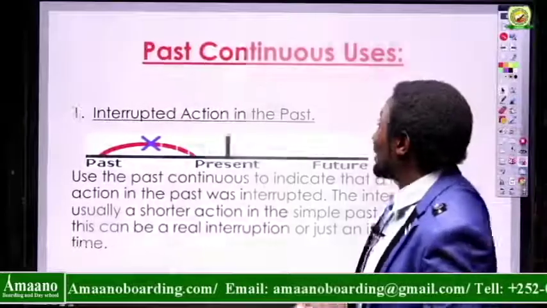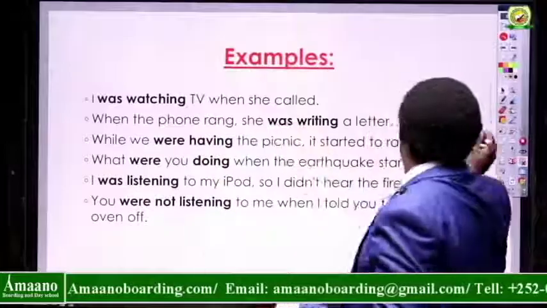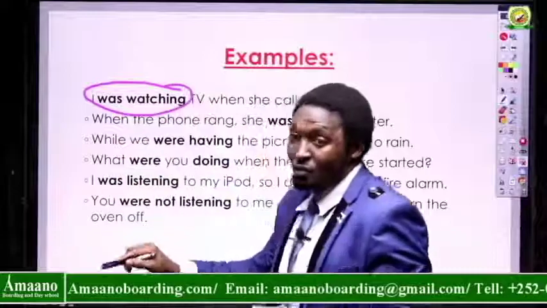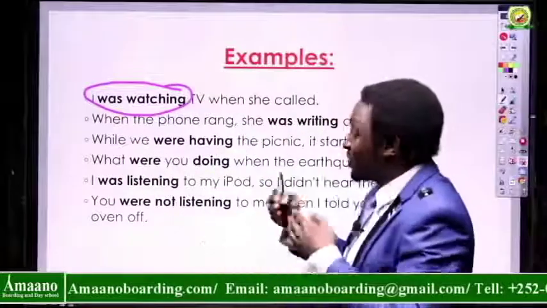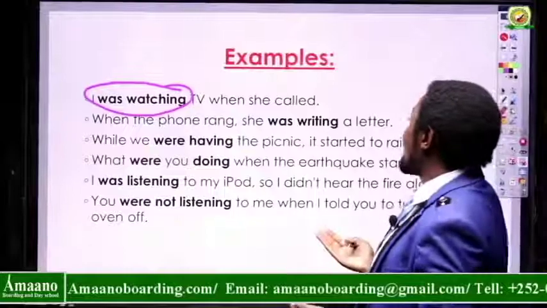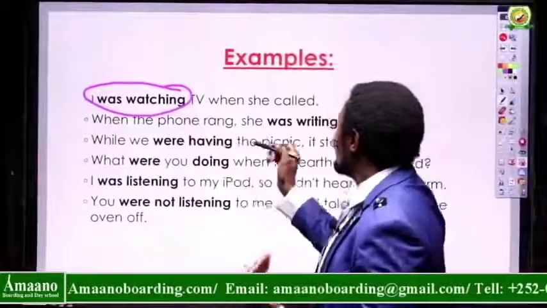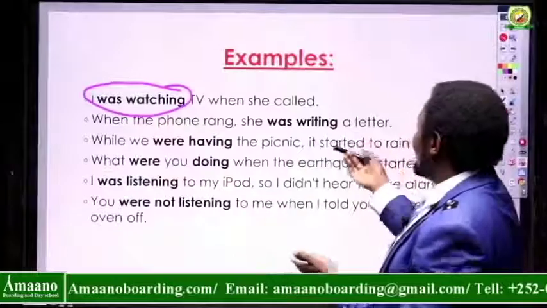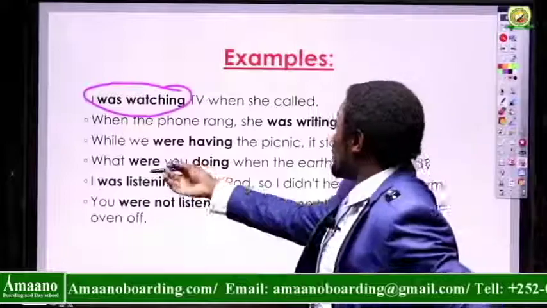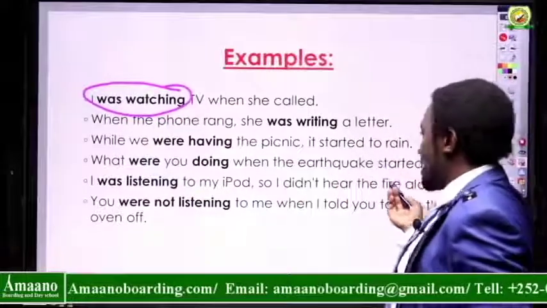And we're going to check the examples. Number one, I was watching TV when she called. So this is a longer action. Watching TV, then someone called. So watching TV was interrupted. When the phone rang, she was writing a letter. So again, the phone interrupted what she was doing, which was writing a letter. While we were having the picnic, it started to rain.